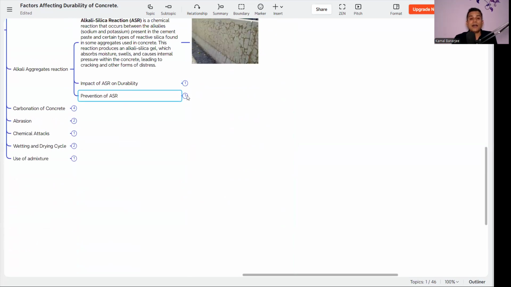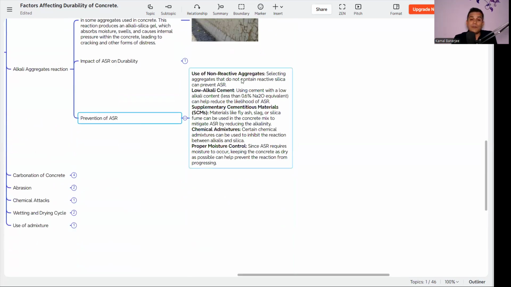So how can we prevent the alkali silica reaction? Use non-reactive aggregate. Whenever we are selecting the aggregate, you need to know that it does not contain any reactive ingredients that can cause a reaction with the sodium and potassium present in the concrete. Then low alkali cement: using cement with low alkali content also helps to reduce the ASR. Then supplementary cementitious materials also help. Then chemical admixtures and proper moisture control. If there is no moisture, it cannot happen. So proper moisture control also helps us to reduce the ASR effect on the concrete.